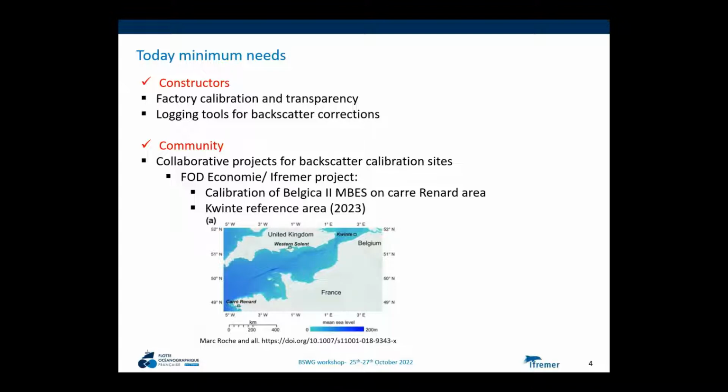I give here an example, a joint project with our colleagues from Belgium. For example, the new Belgica will pass in a few months in Galileo here to calibrate the EM240 system. They pass in Galileo and we help them to calibrate their systems using our reference curves in this area.